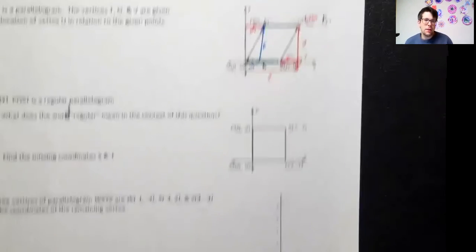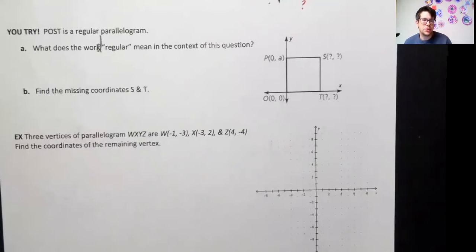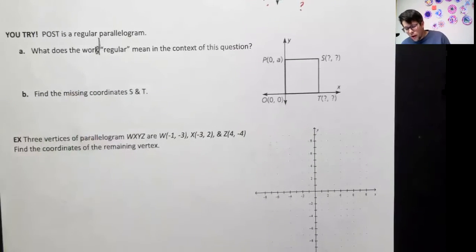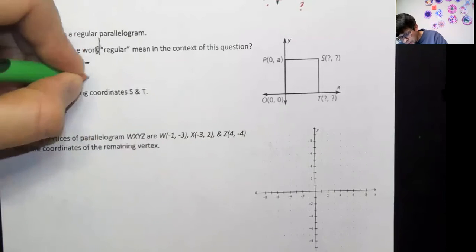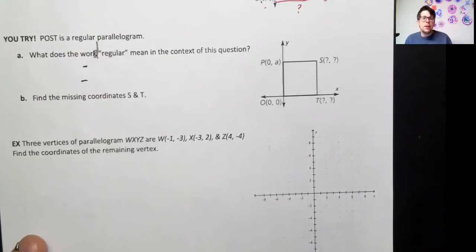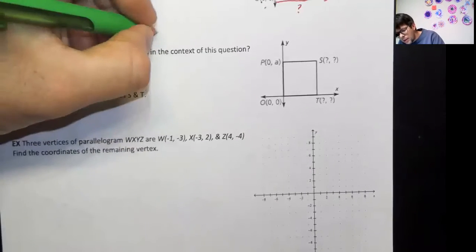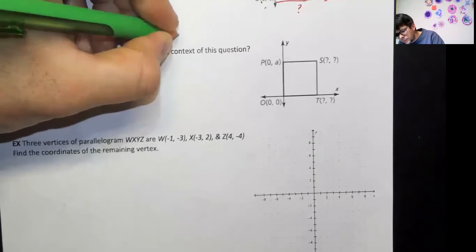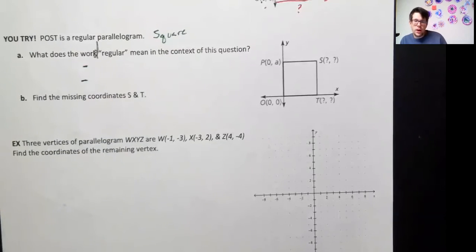All right, you've got another problem right here that is your you try it problem. See if you can try that one out. First piece right here is referring to that word regular. I call this one a regular polygon, but I bet you wouldn't call it a regular polygon. I bet you would call it a square.